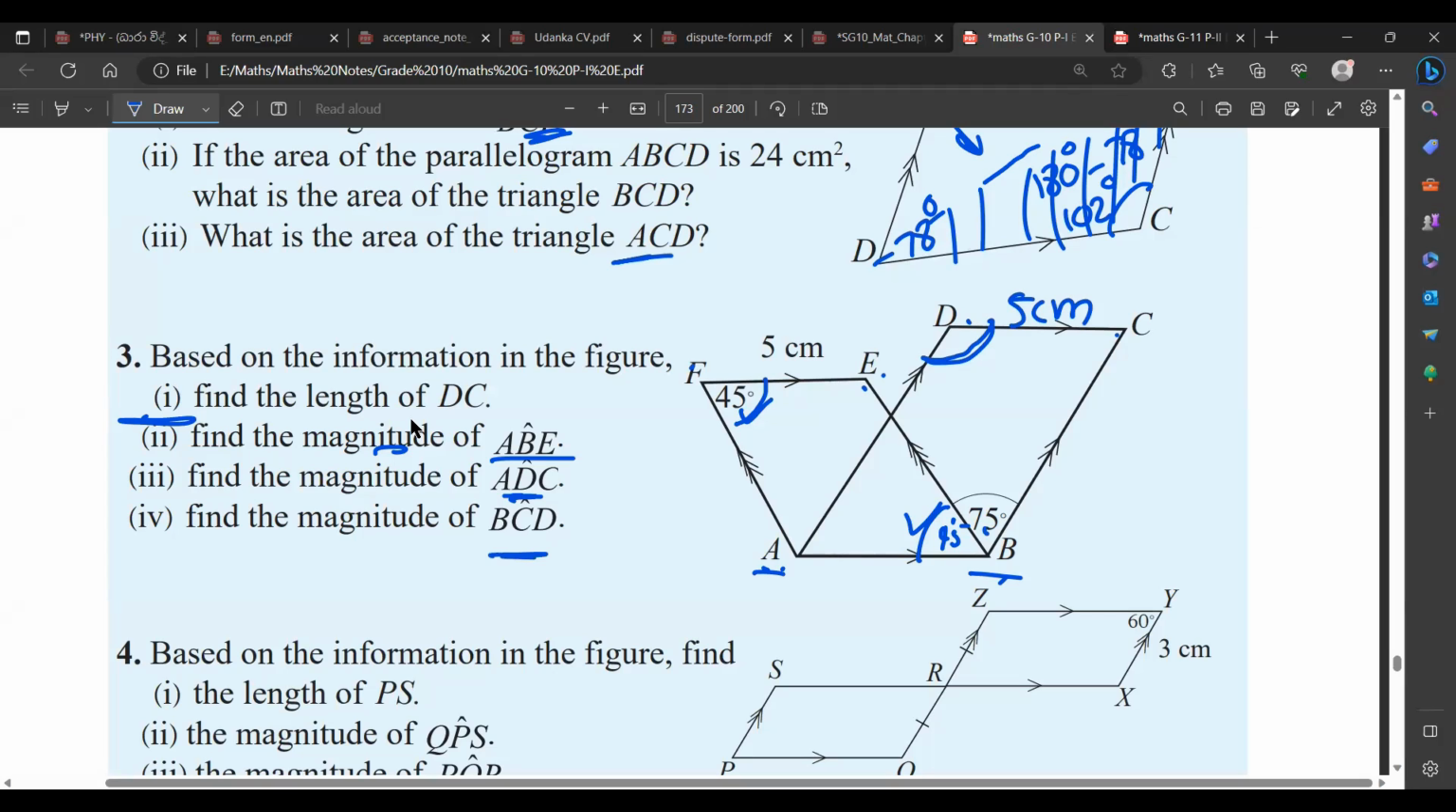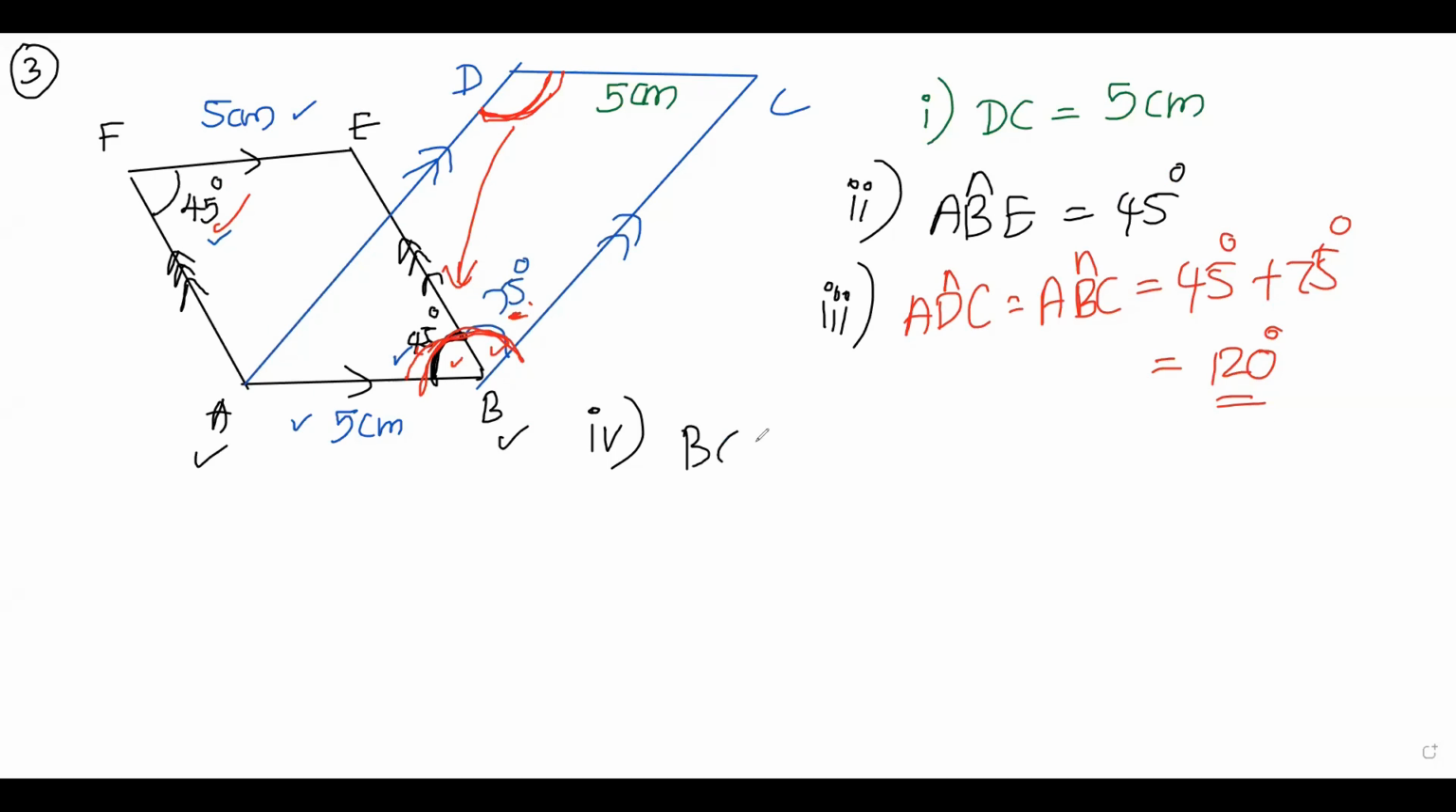Finally they ask the magnitude of BCD. How to find this one? You know, these two angles are on a straight line. The sum of these two is equal to 180. So this one, you know this one now. Addition of these two is 120. So this one should be 180 minus 120, because of the straight line angle. BCD should be equal to 180 minus these two, the addition of these two, 120.